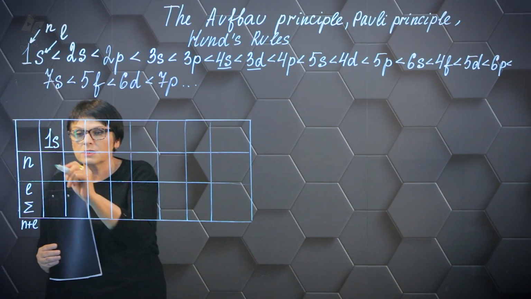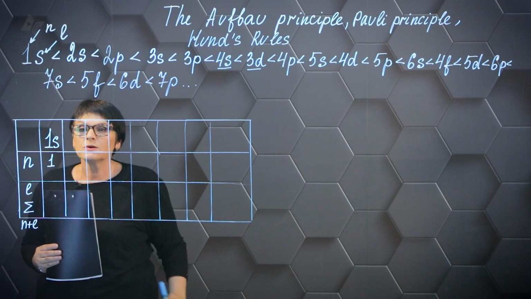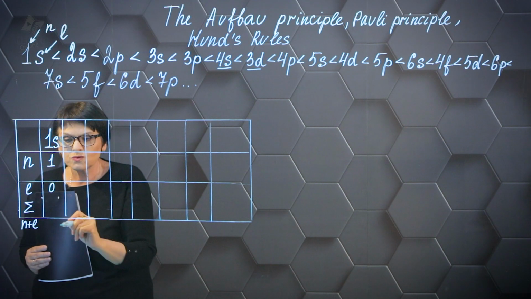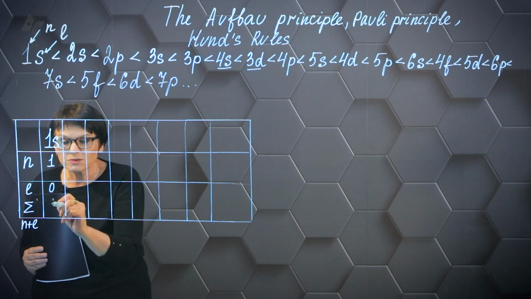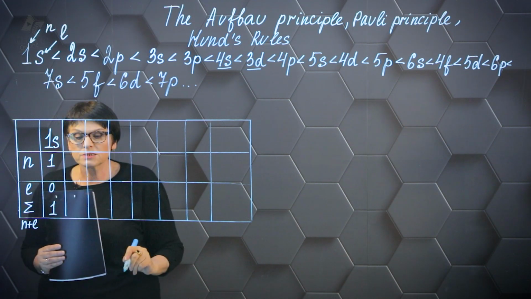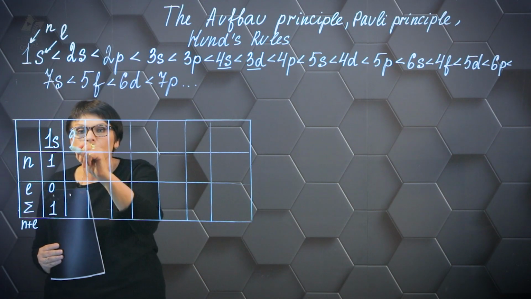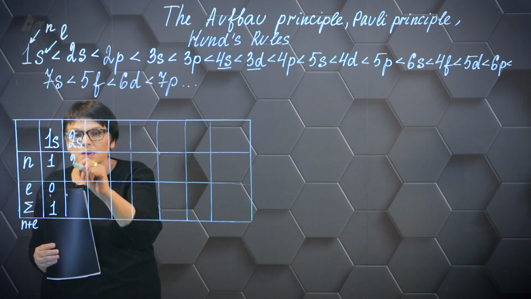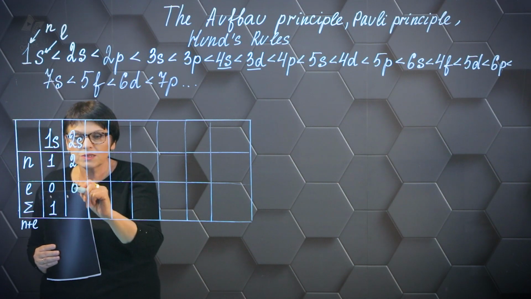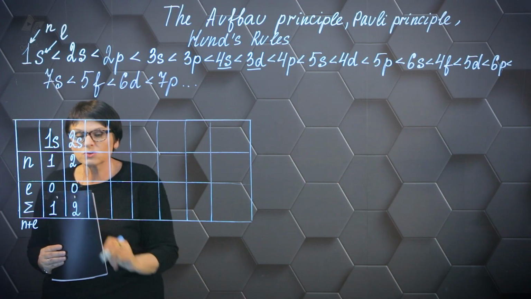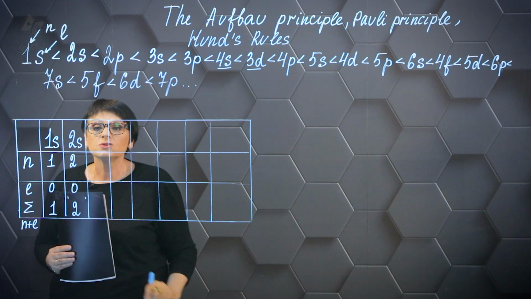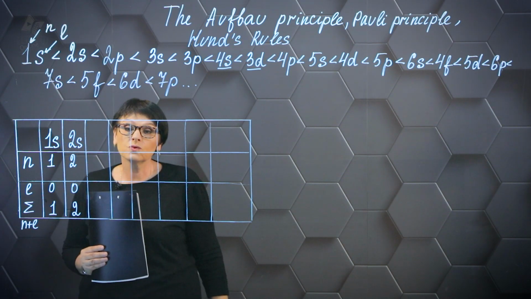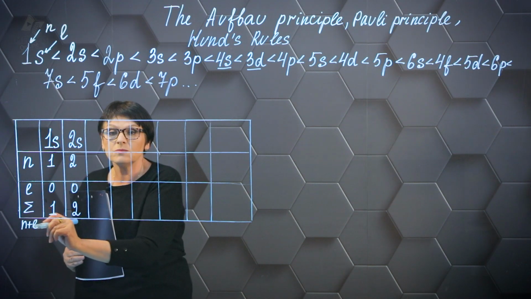1s. Then the principal quantum number is 1. The orbital number for the s electrons is 0. So the sum in this case will be 1. So next, second level s, so I'm going by this principle. Then the principal number is 2, the orbital number is 0, and here the sum will be 2. As you can see, there is an increase. So the level and the sub-level that has the smallest sum, N plus L, should be in front.